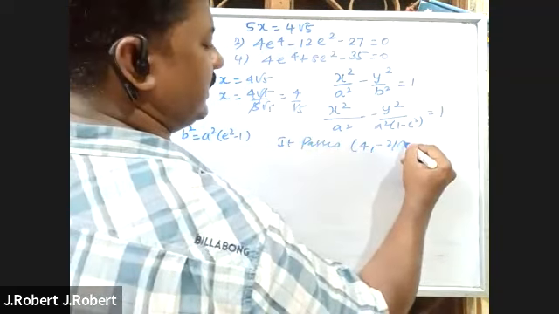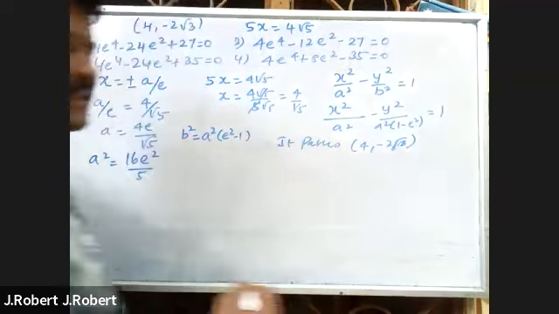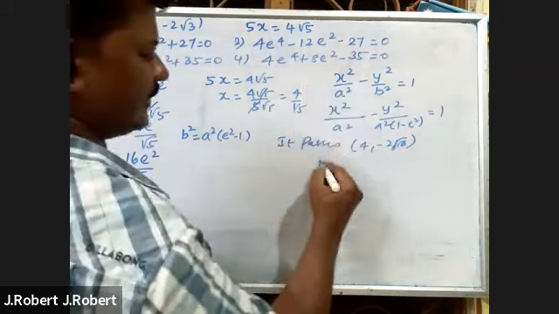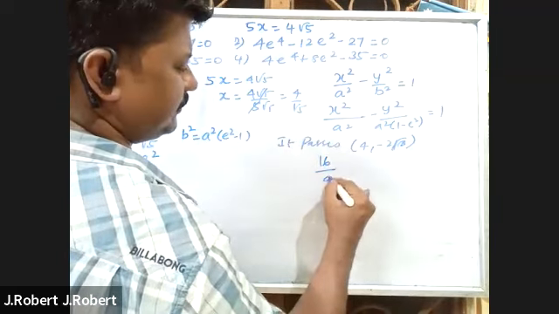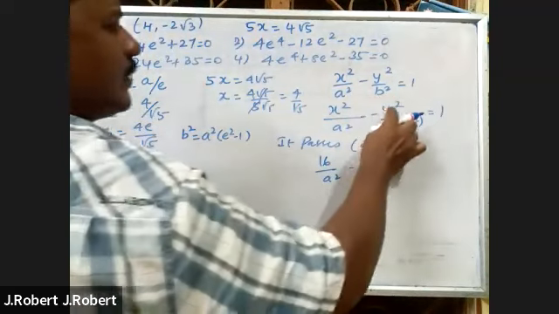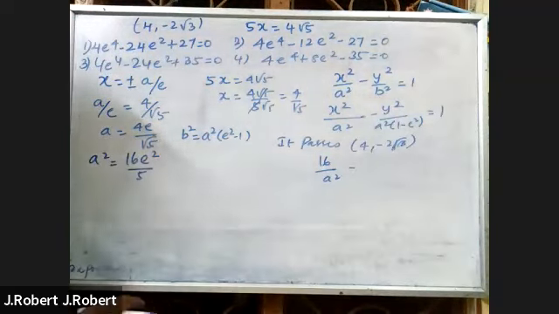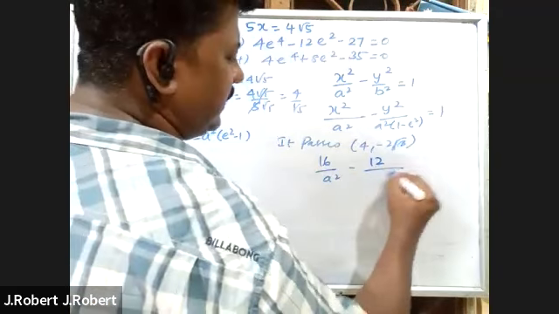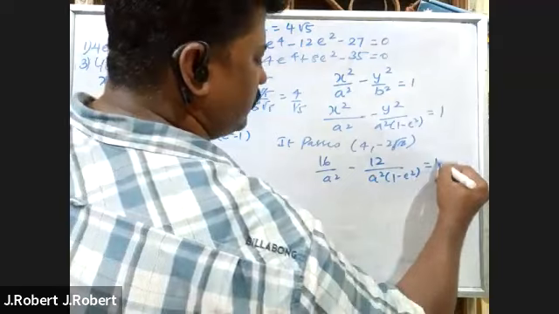Now, this hyperbola passes through the point 4 comma minus 2 root 3, which means the value of x is 4 and the value of y is minus 2 root 3. Squaring, we get 16 by a square minus y square. y square is 2 root 3 square, which is 4 into 3, 12. So 12 divided by a square into e square minus 1 equals 1.